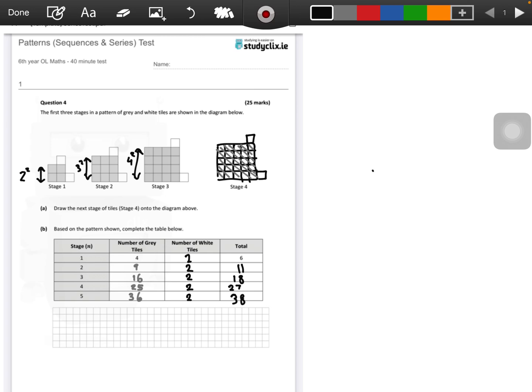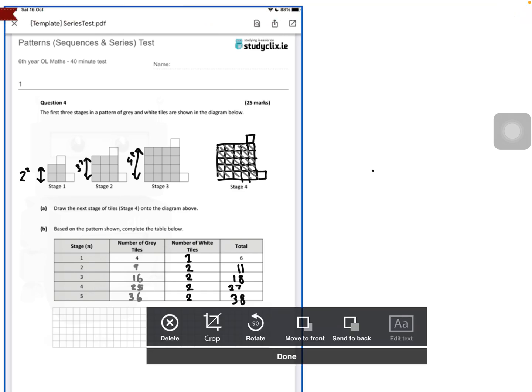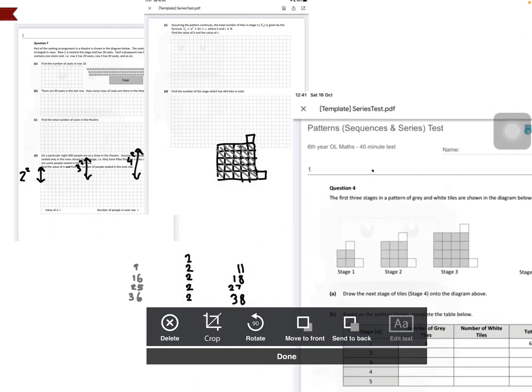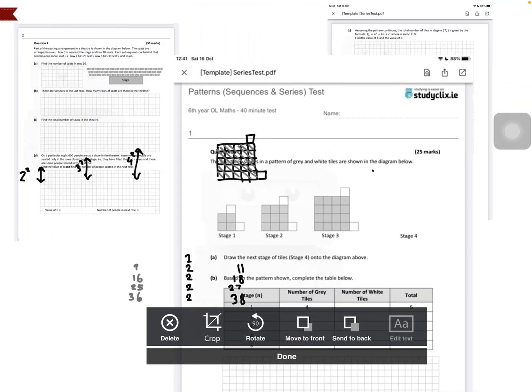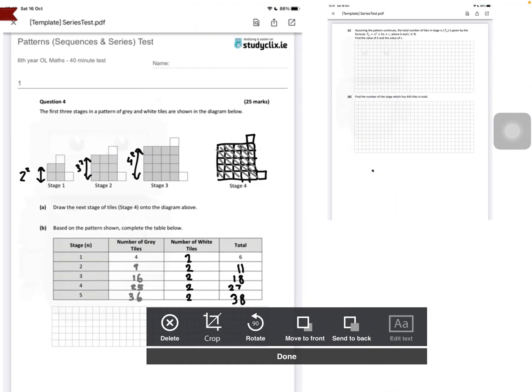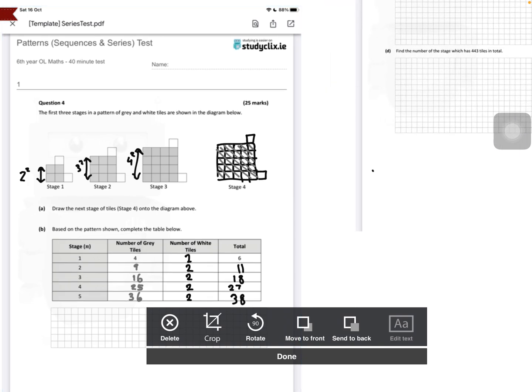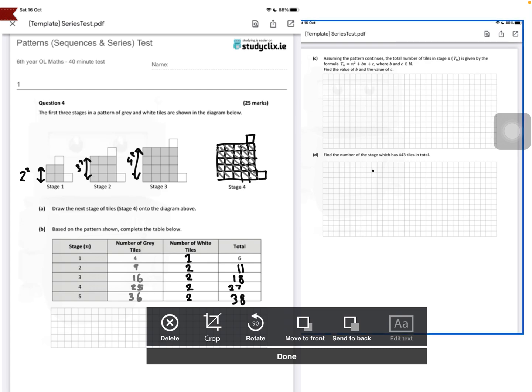Okay? Now, I know what I should have done here. I'm going to bring that over here so that we can keep this one up. Let me just try and position that again. Okay, perfect. So let's look at the next page then.